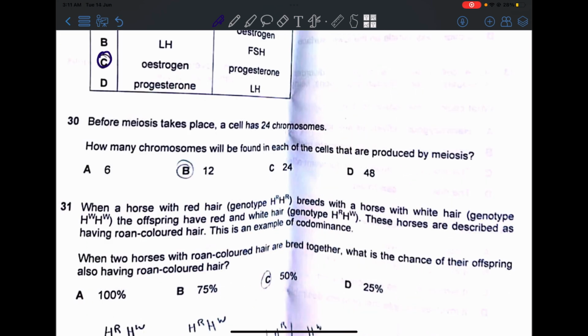Question number 30. Before meiosis takes place, a cell has 24 chromosomes. How many chromosomes will be found in each of the cells that are produced by meiosis? So we know that meiosis will actually halve the number of chromosomes. So for example, if it was 12, it will be 6, for example. So we have to choose the number that is half of this one. So of course it's going to be 12.